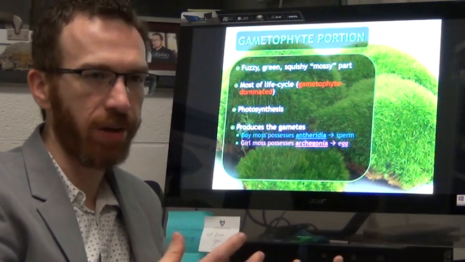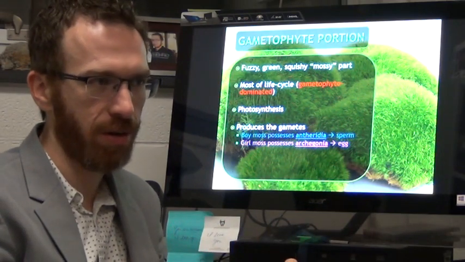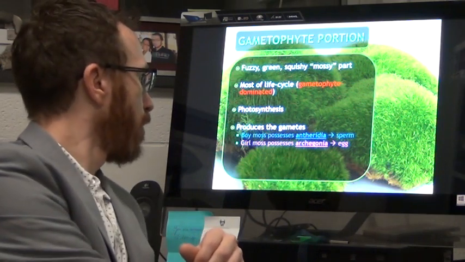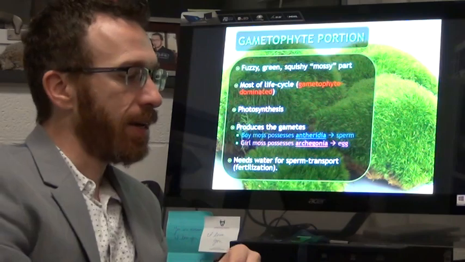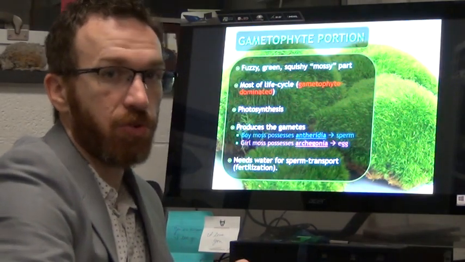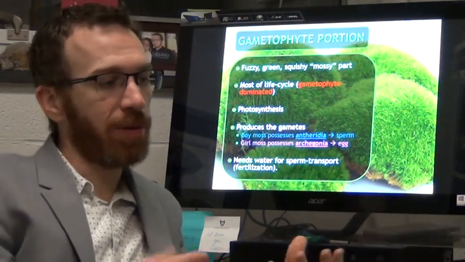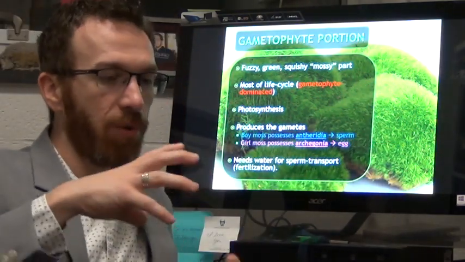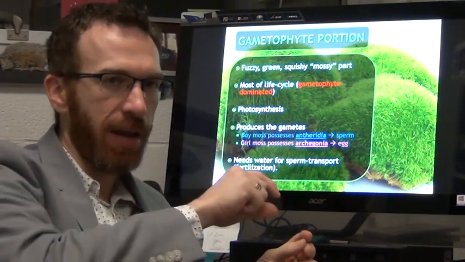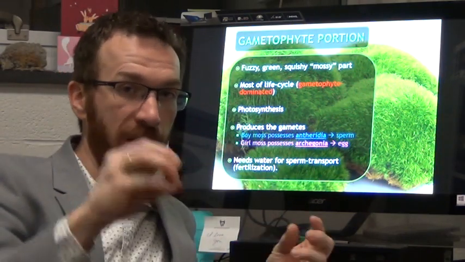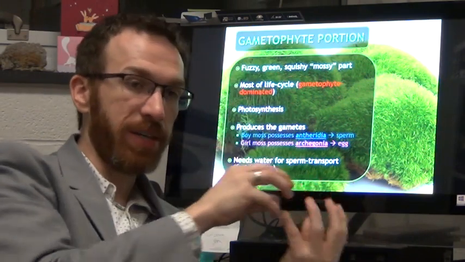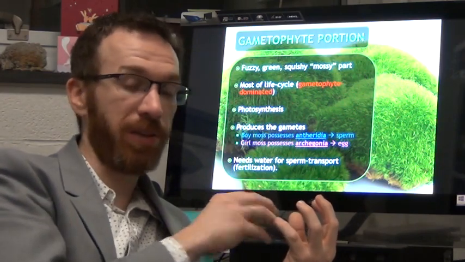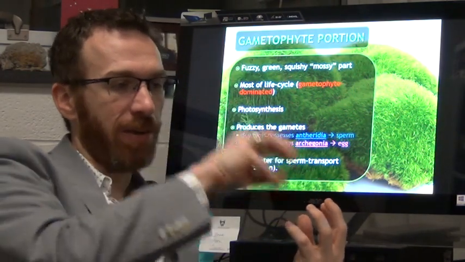Again, it doesn't matter where it is. If it produces eggs, it's an archegonium. If it produces sperm, it's an antheridium. Okay? And as we said, it needs water for transferring the sperm to the egg. Usually what happens is that the gametophyte grows up like this, and then in order for the sperm to get from the antheridium to the egg, which is inside of the archegonium, the egg does not move, stays inside that archegonium and waits. The sperm has to get there via water.